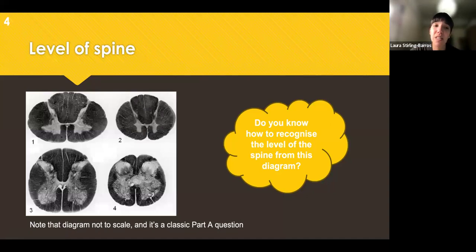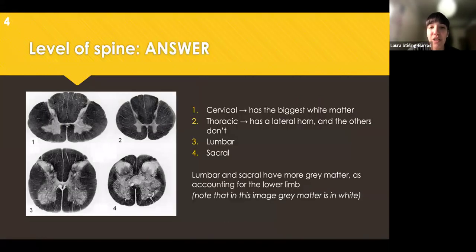So for these ones, this sometimes comes up in the part A. You might be expected to say what part of the spinal cord these are. And do you have any idea how you would go about saying which is cervical, which is thoracic, which is lumbar, and which is sacral? So the main thing is that, okay, here the colors are inverted. So the outside is the white matter, which is black in this image, which is taken from Canvas. And the middle is the gray matter, which might make it a tiny bit confusing.